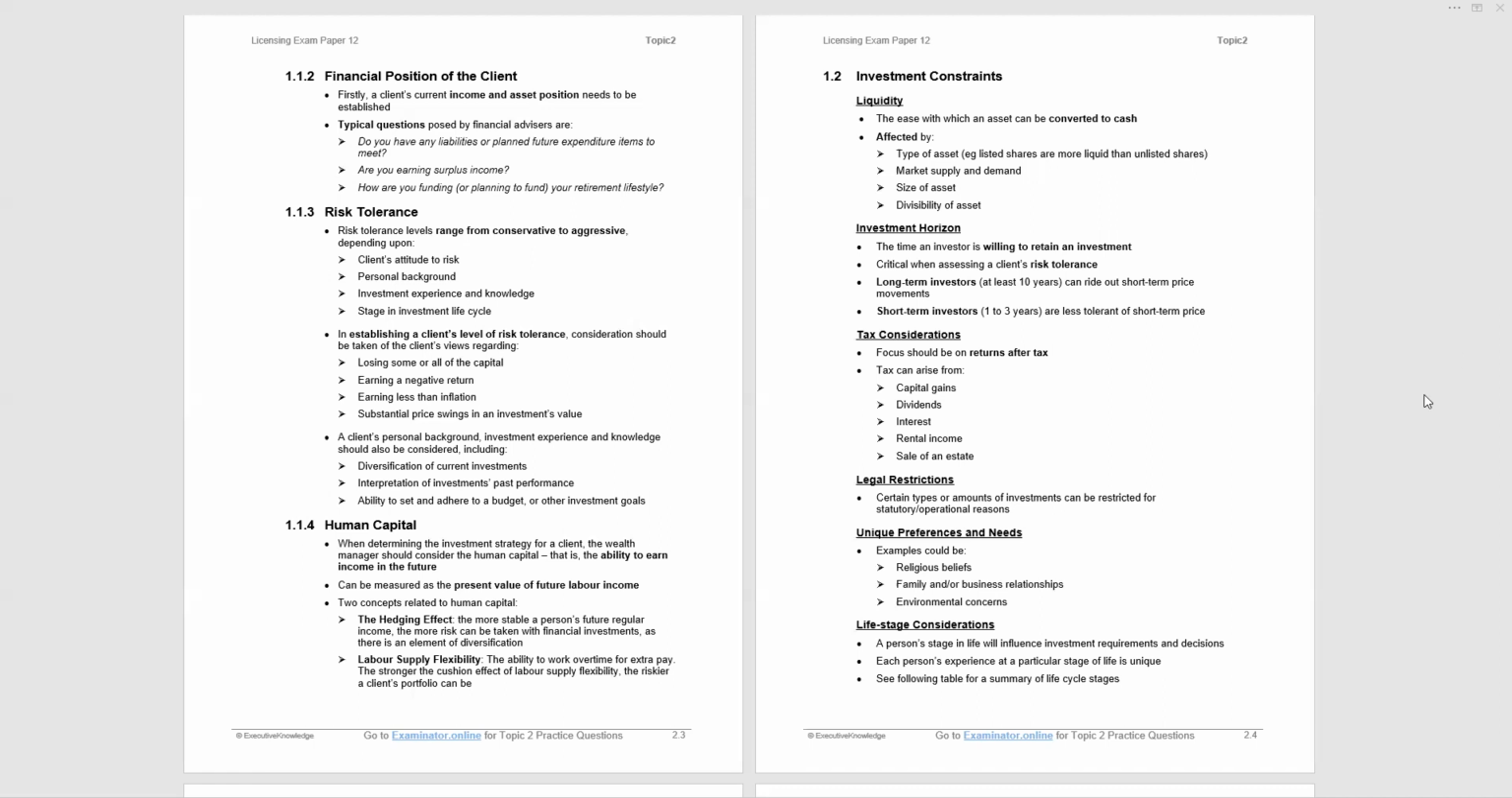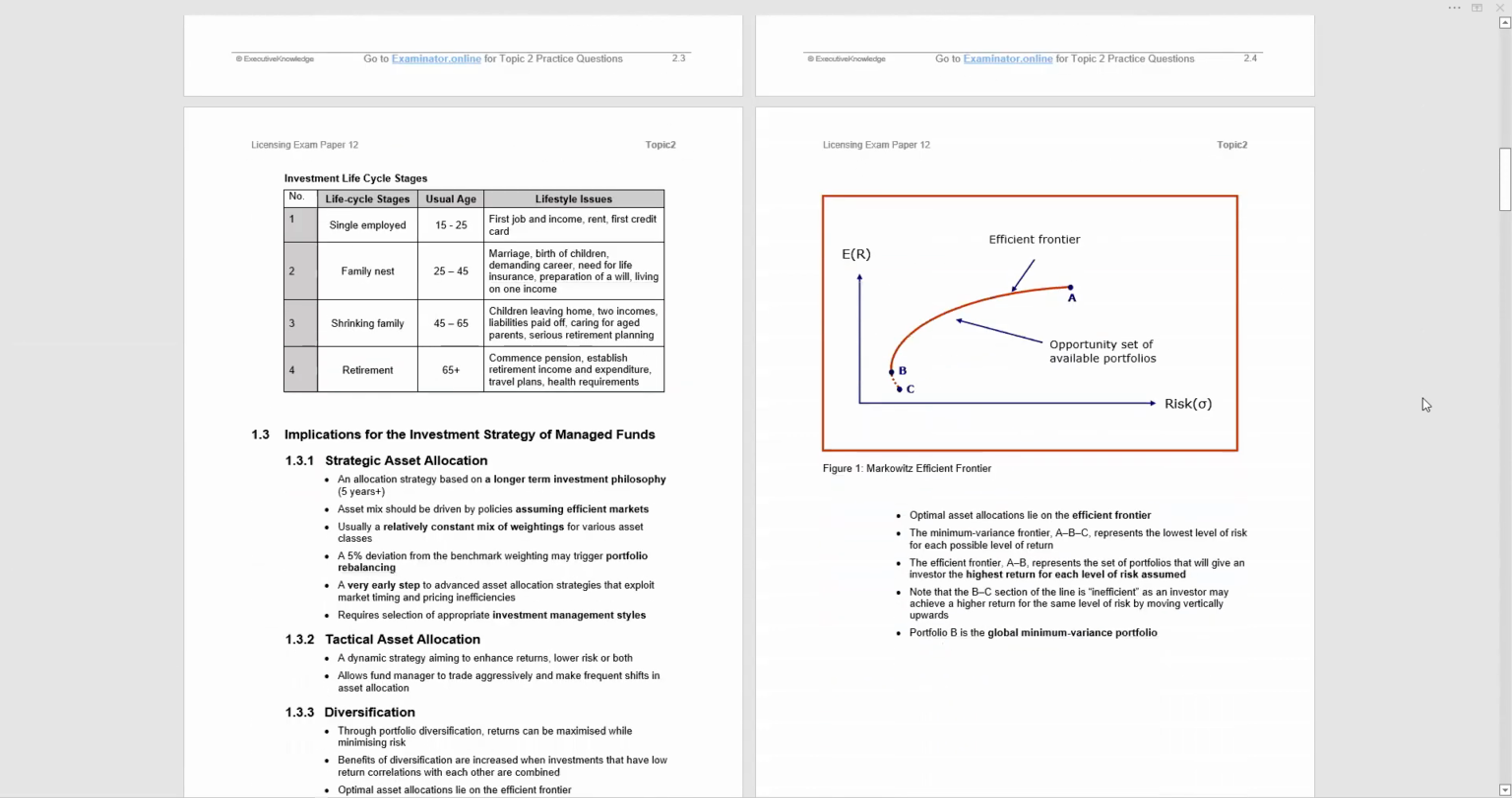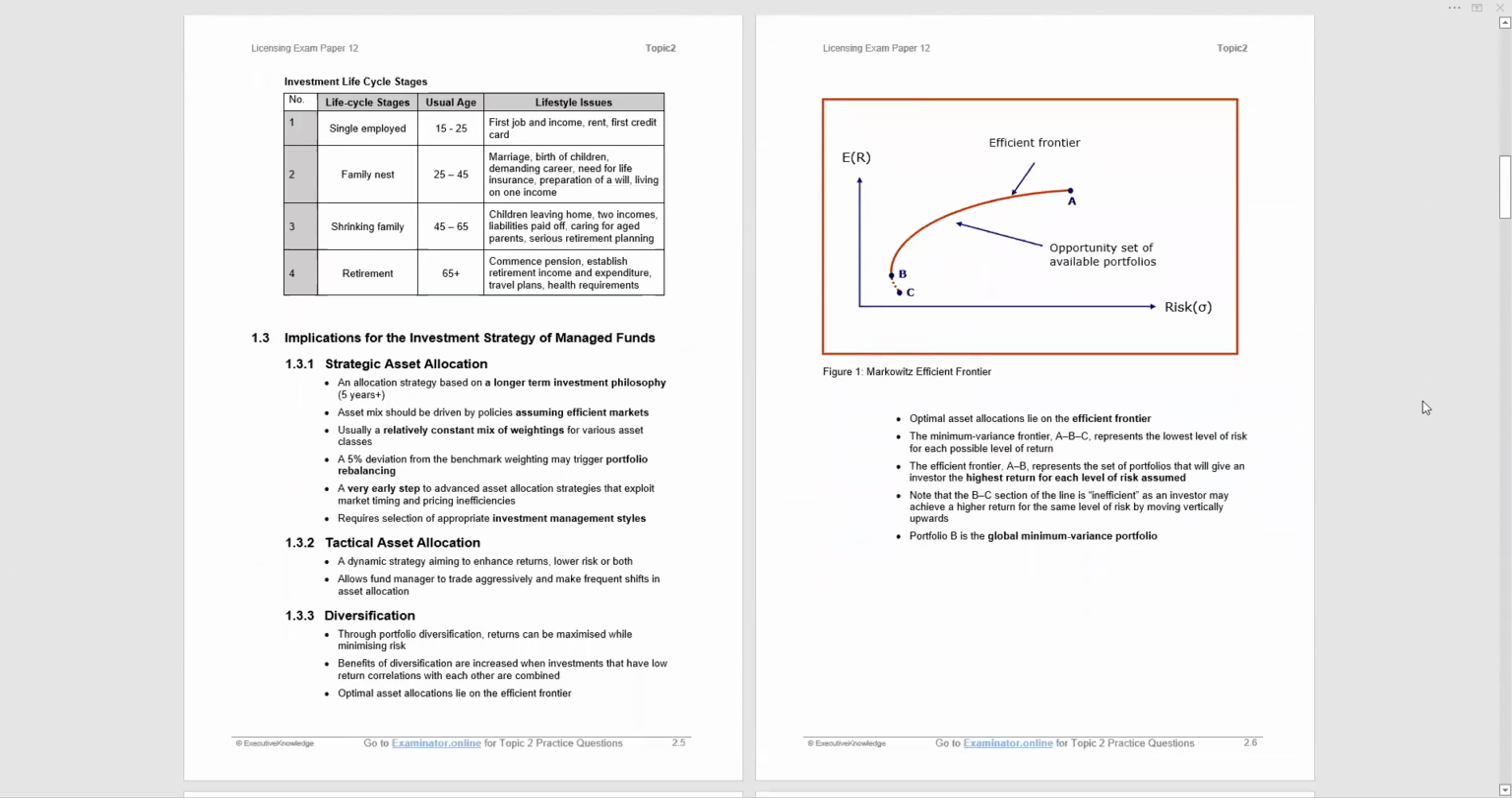Let's look at a table that summarizes the investment life cycle stages. First of all, people that are single and employed, and the guidance is between 15 and 25, they'll have their first job, they'll have income, they'll have rent to pay, they'll have the first credit card. Now, not everybody has this, but we're looking at the typical example. You may have surplus income, but your term horizon is very long.